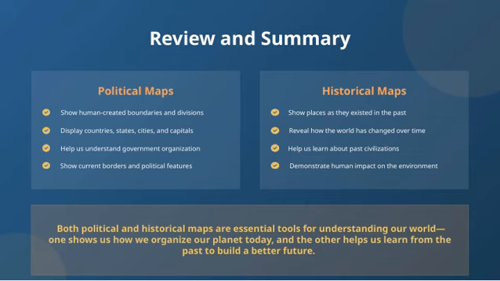On the other side, we have historical maps. These maps show places as they existed in the past, allowing us to see how the world has changed over time. They are invaluable for learning about past civilizations and understanding human impact on the environment throughout history. Both types of maps are essential tools. Political maps help us understand our current world and how it's organized today, while historical maps let us learn from the past. By studying both, we can gain a deeper understanding of our world, where we come from, how we got here, and how we can build a better future.